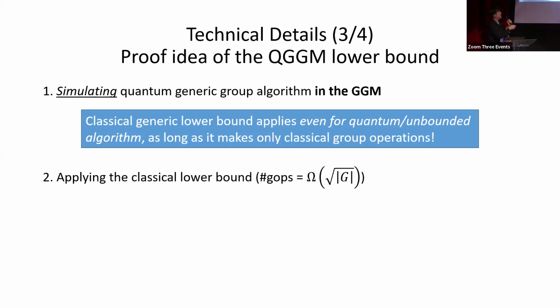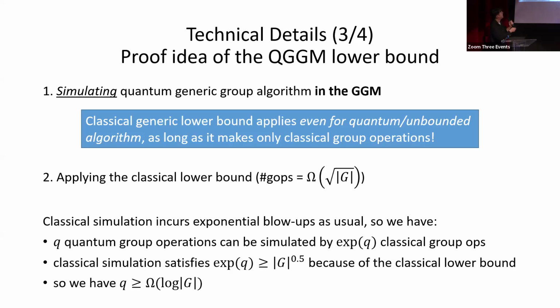So anyway, if we do everything right, then, usually the classical simulation of a quantum algorithm incurs an exponential blow up. So we can think a Q quantum group operation algorithm might be simulated by just an exponential number of classical group operations. And the classical lower bound says that we should have this. If we take the logarithm on both sides, we have this. That's it. It's pretty simple. Of course, the actual proof is a little complicated, but yeah.